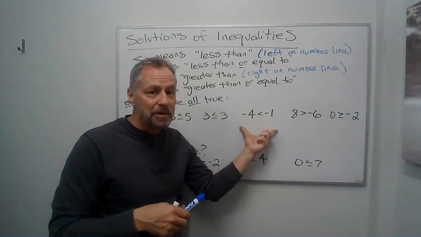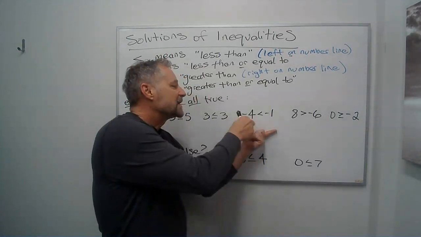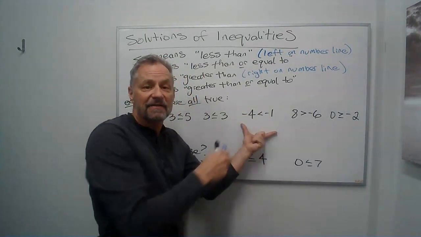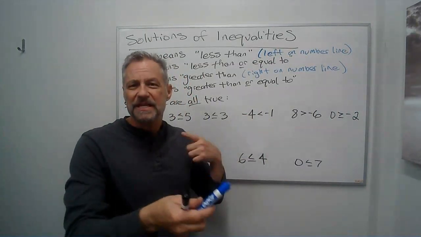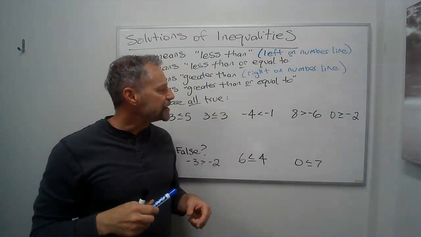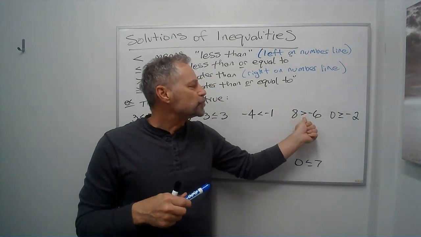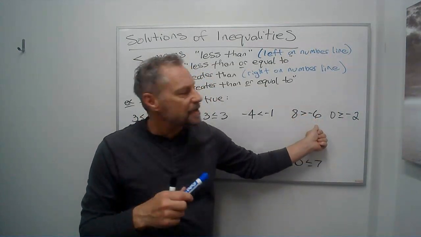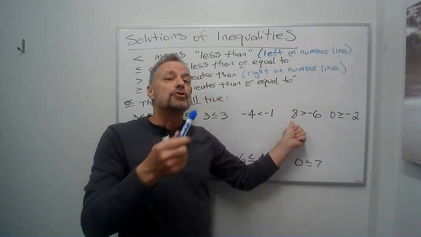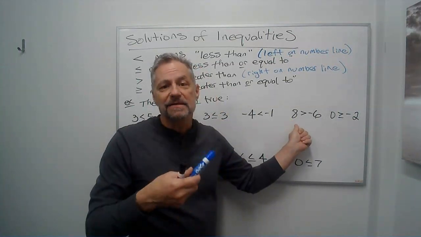If I do a number line, 0, -1, -4 is over here. Oh yeah, -4 is to the left of -1. So be careful of the negatives. They seem to go in the wrong direction. This one also true. 8 is greater than -6. That one's pretty clear. But this means to the right of on the number line.